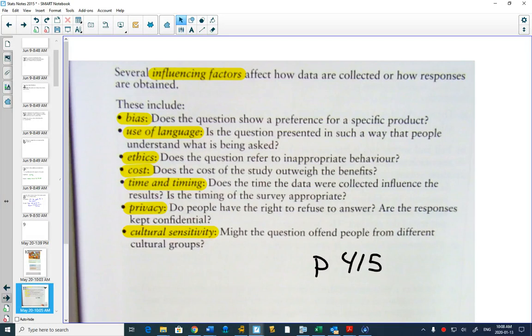Okay? Is the question presented in such a way that people understand what is being asked? Okay? So here, I'm going to do a survey about math teachers. Right? I could start off by saying, all the math teachers at Sturgeon suck. Do you like your math teacher? Do you see that what I did at the beginning of the question would probably make you feel like you should say no? Because if you would say yes, you're like, you like sucky teachers?